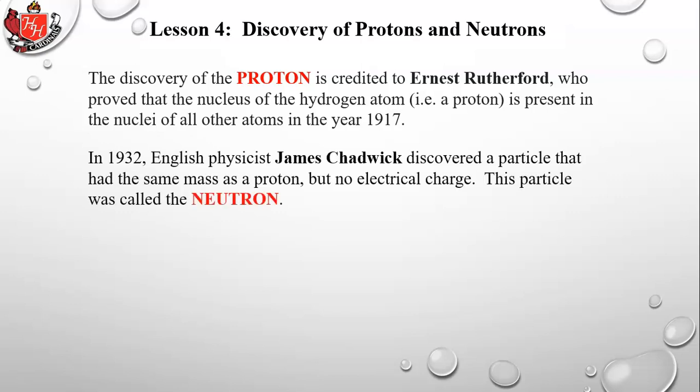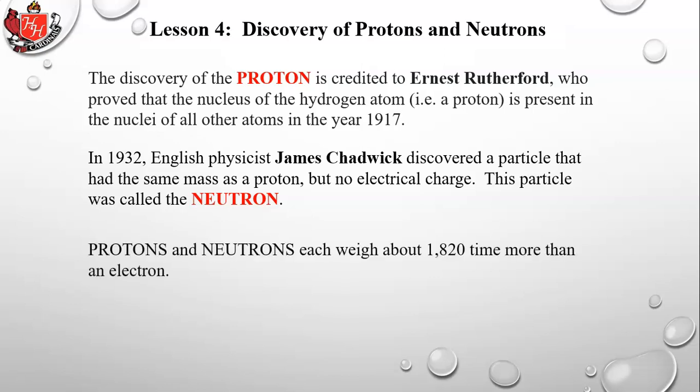In 1932, English physicist James Chadwick discovered a particle that had the same mass as a proton, but no electrical charge. And this particle was called the neutron. Protons and neutrons each weigh about 1,820 times more than an electron. We had that figure a little bit earlier. It might have been slightly different, but it's right around that amount. It's not important exactly what that number is.